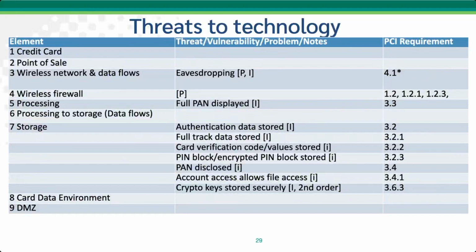So interestingly, and I said I didn't go through the entire standard, but there are no threats to the credit card itself. The thing in my wallet is, to my understanding, not treated in PCI. It's all about line 7, the storage. Is the authentication data stored? Is the full track data stored?